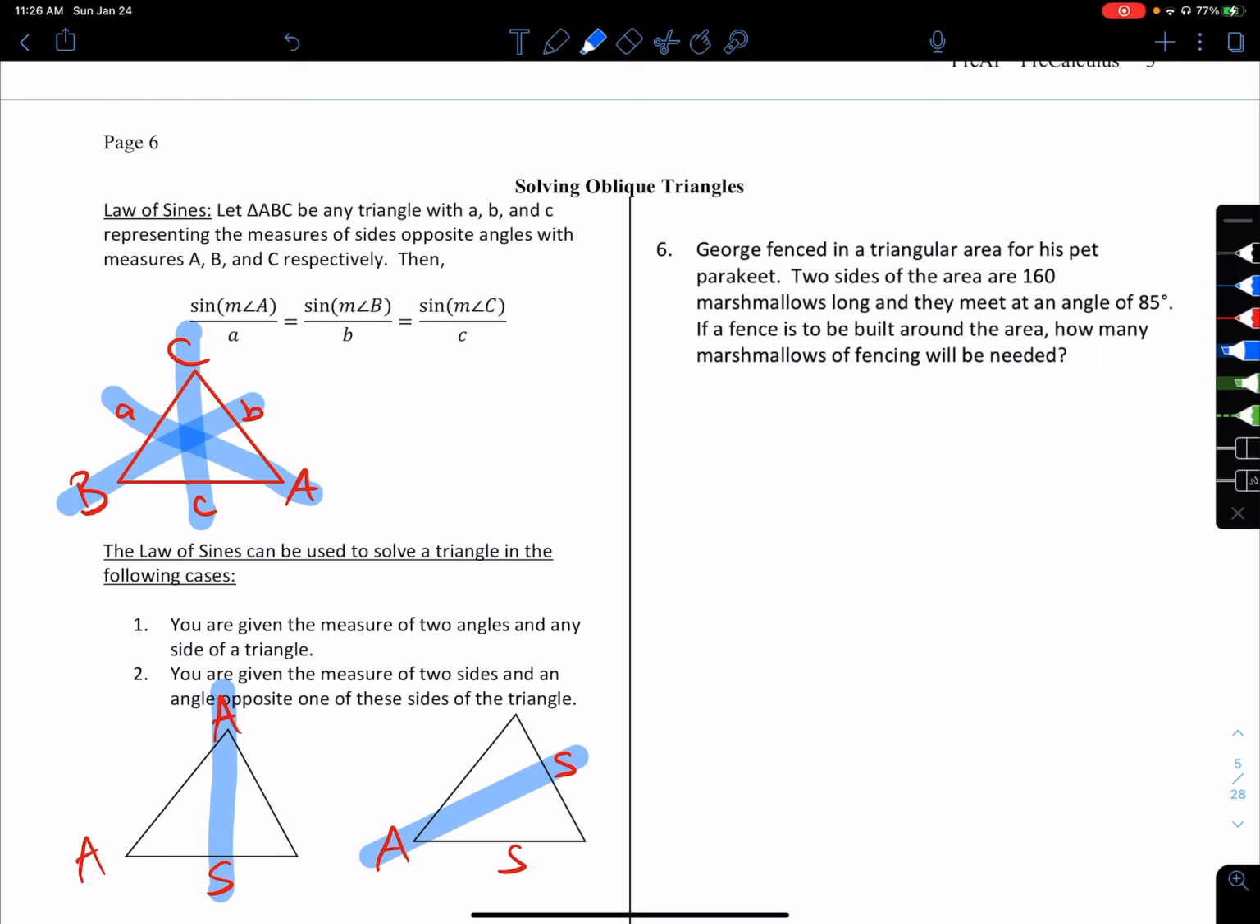Let's look at an example. George fenced in a triangular area for his pet parakeet. Two sides of the area are 160 marshmallows long, and they meet at an angle of 85 degrees. If the fence is to be built around the area, how many marshmallows of fencing will be needed? So he has a triangular area. Two of the sides are 160 marshmallows long. I'm just going to say this one's 160 and this is 160. They meet, they meaning those two sides, at an 85-degree angle.